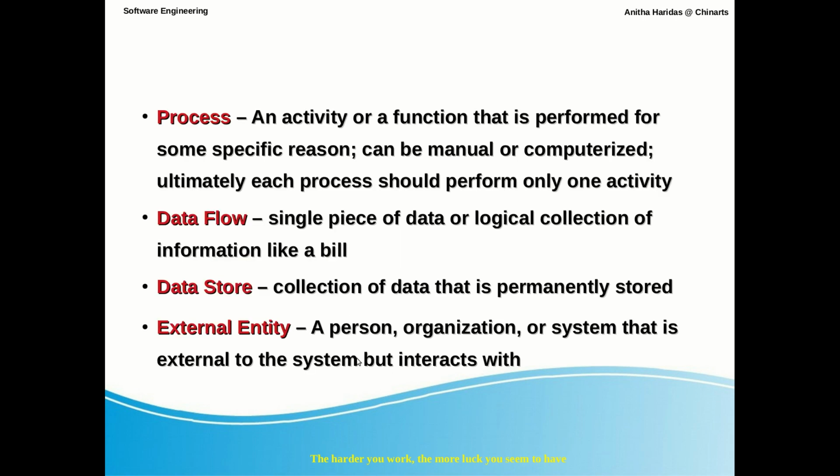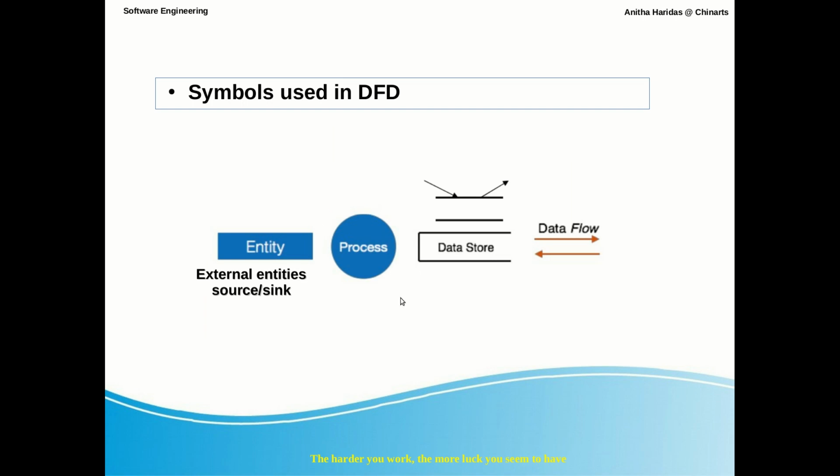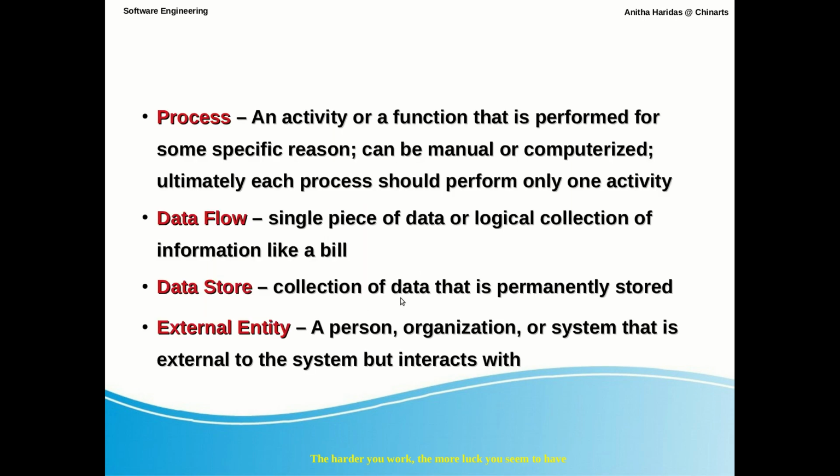And these are the definitions we saw yesterday. What is a process? A process can be an activity or a function that is performed for some specific reason. It can be a manual or a computerized process. Ultimately, each process should perform only one activity. That is what the process is all about. So the process depicts what function is to be carried out for a specific reason.